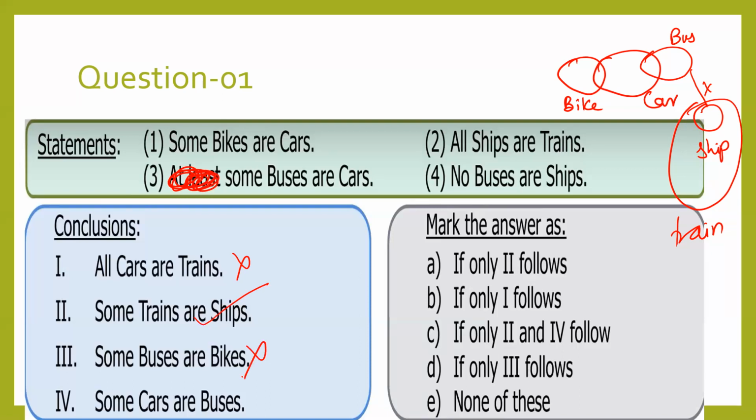Then some cars are buses, because it is given that some buses are cars and some cars are buses. Both would be correct. So here 2 and 4. So this would be if only 2 and 4.